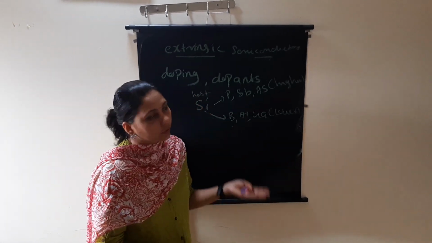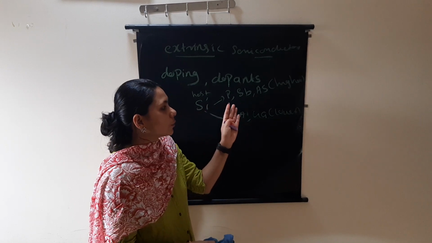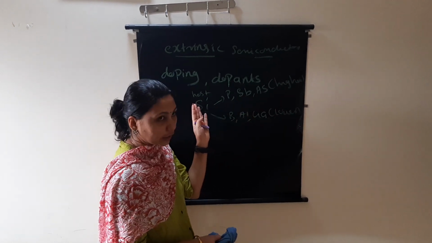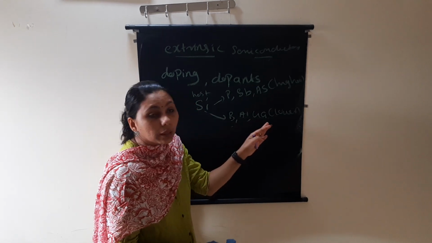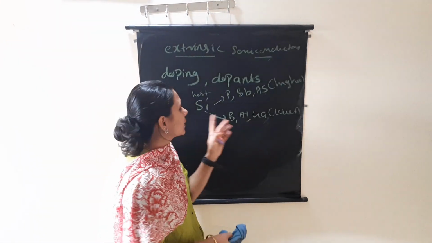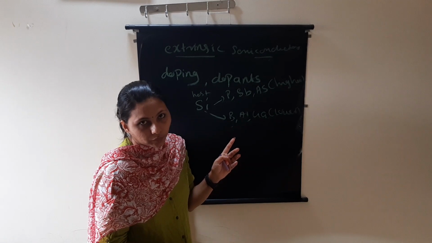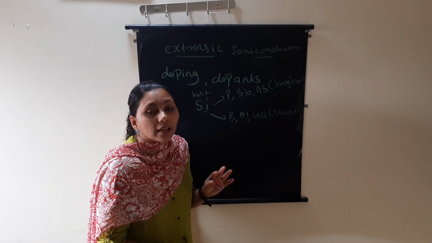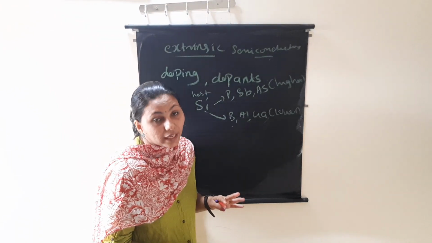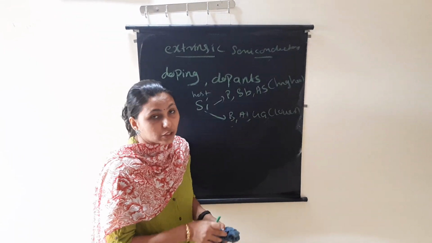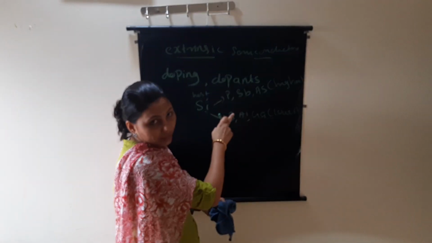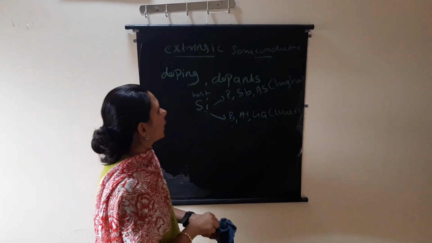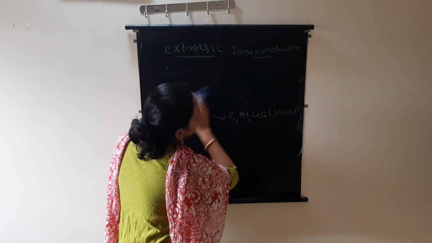The host ion. For example, silicon, phosphorus, antimony and arsenic have higher valency than silicon, and boron, aluminium, gallium have lower valency than which one? Silicon. Clear? So based on which dopants we are adding, there are two types of extrinsic semiconductors.